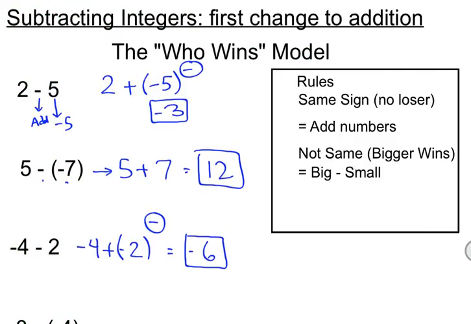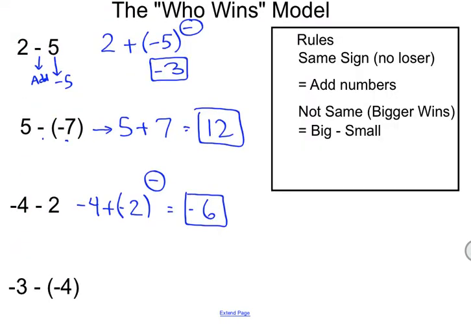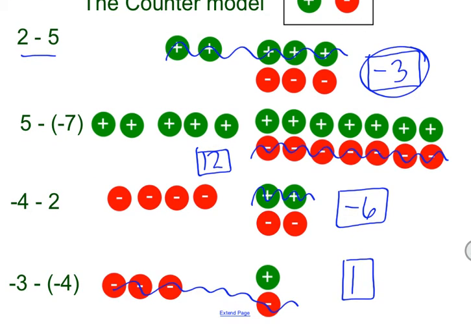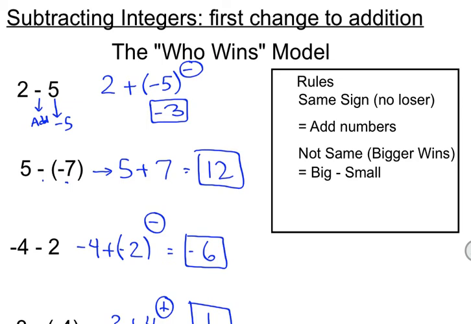Okay, and then the last example. Negative 3 minus negative 4. This is going to become negative 3 plus the opposite of negative 4, which is positive 4. Now as you look at this, the positives win because 4 is bigger than 3. 4 minus 3 is 1, so the answer is positive 1. And you can see that that's the same answer we got with the counter model. Negative 3 minus negative 4, we had to get another negative, and we got a positive while we were at it. And that's the models.